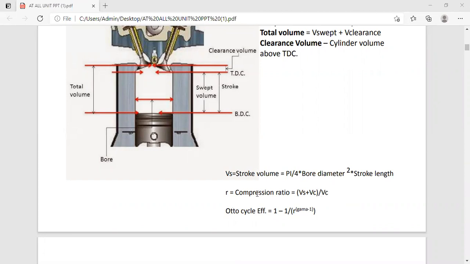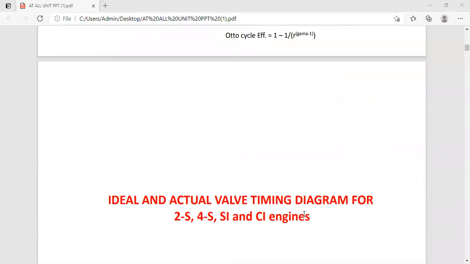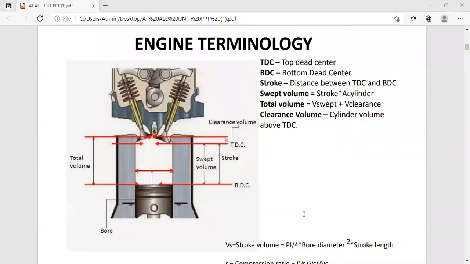And we have discussed the Otto cycle in the last semester also. Whenever we calculate the efficiency of the Otto cycle, we have discussed this formula: 1 minus 1 upon r raised to gamma minus 1. So r is the compression ratio, and we also calculated the compression ratio at that time. We take the total volume upon clearance volume. So the Otto cycle, and gamma is the reversible adiabatic index. So this is all about the engine terminology.